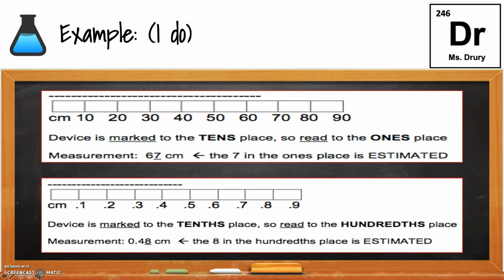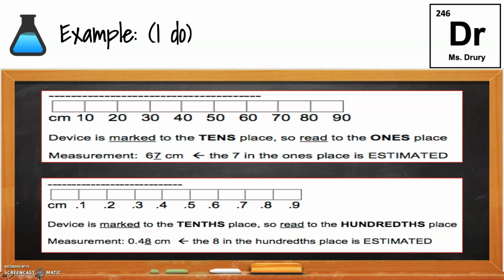And the second device is a little bit more precise because it's measuring the 0.1, the 0.2, the 0.3, so we're getting more decimal places. And it's marked at the tenths place, so you're going to read to the hundredths place. In this case, maybe I think it's 0.48 centimeters. Maybe you think it's 0.47 centimeters. That's an estimated value that we have marked with an underline.